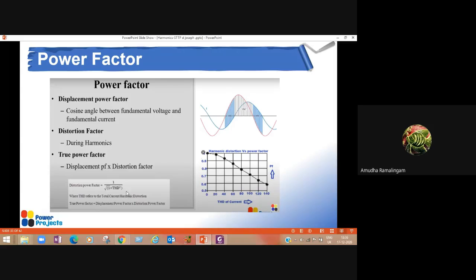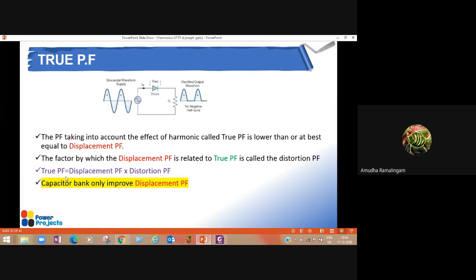This is what I have explained. What is THD? You have to consider that, take that factor, and include it in your power factor. Then only it will be the actual power factor of your system. So whenever harmonics are present in your system, you have to consider the distortion power factor and calculate the true power factor. You should not take the displacement power factor, as that will not give you the actual power factor of the system.